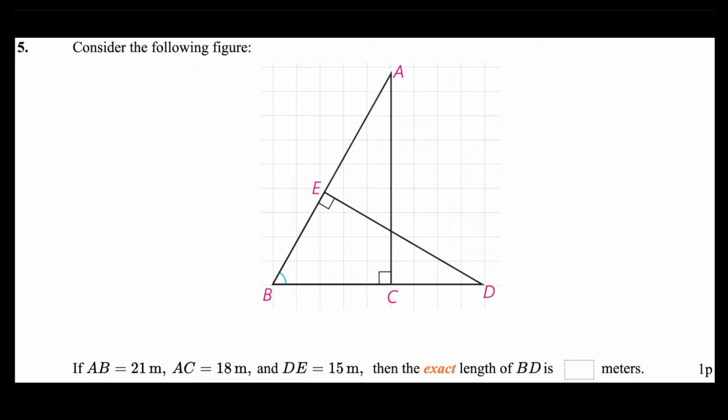I don't say that you cannot use trigonometry to solve this problem, but consider the following figure. AB is given, AC is given, DE is given, then the exact length of BD is wanted. So AB, from here to here, is given to you as 21 meters. AC from here to here is 18 meters. DE from here to here is 15 meters. And then you're supposed to find this length. Okay? And then type it here. I have written the units, so you just need to type the pure number here.